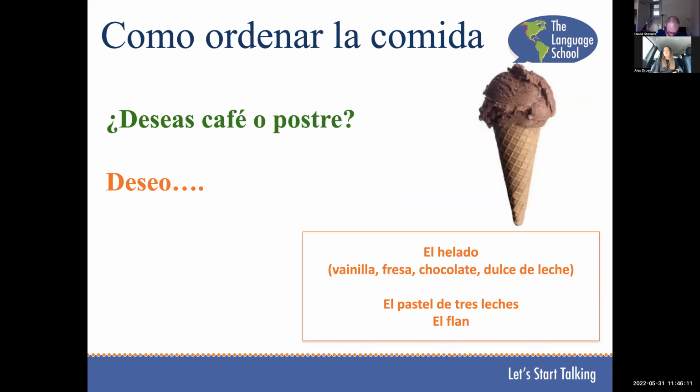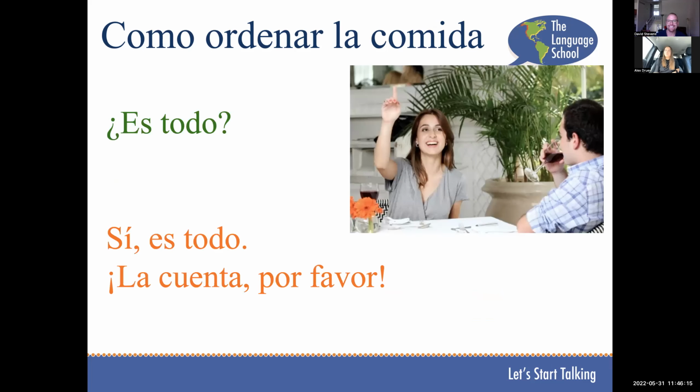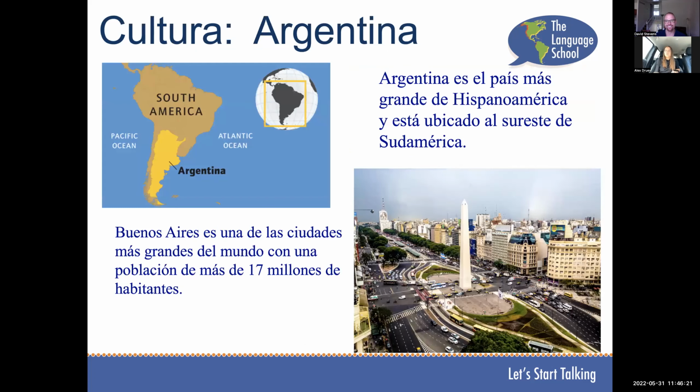Deseo el flan. ¿Es todo? Sí, es todo. La cuenta, por favor. Ok, muy bien, Alex.